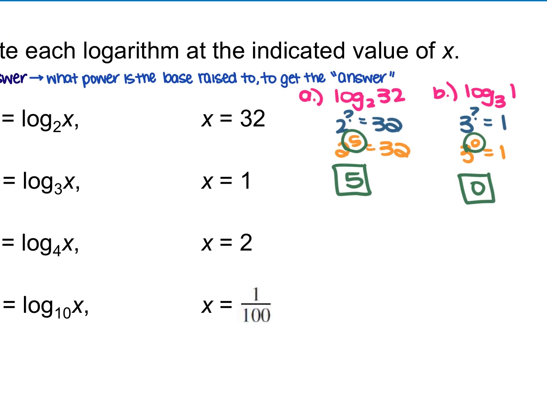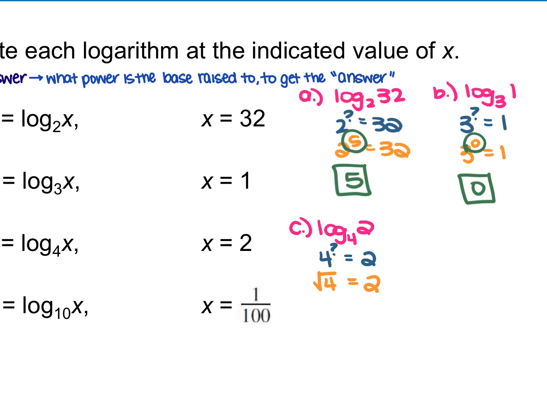For example C, you have f of x is equal to log base 4 of x, and x is equal to 2. So if we rewrite this with the 2 in, we have log base 4 of 2. So that turns into 4 to what power is 2? Well, if we take the square root of 4, that's going to give us 2.